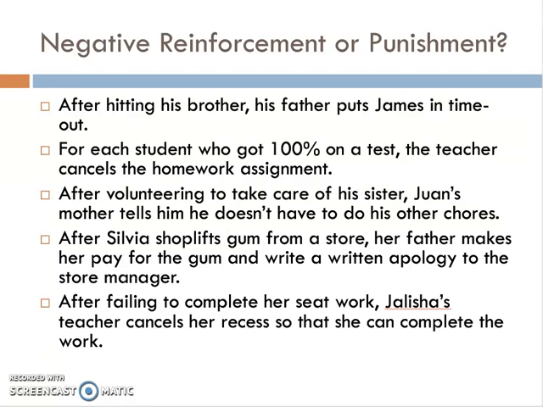After Sylvia shoplifts gum from a store, her father makes her pay for the gum and write an apology to the store manager. Well, here this would be a punishment, and it would be a type 1 punishment. After failing to complete her seat work, Jalicia's teacher cancels her recess so she can complete the work. Here we have a punishment, and it's a type 2 punishment, taking away something desired.